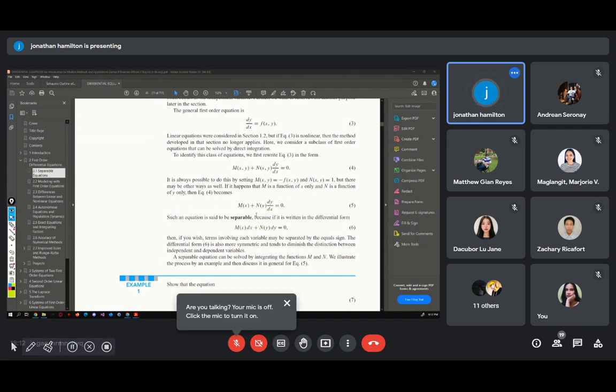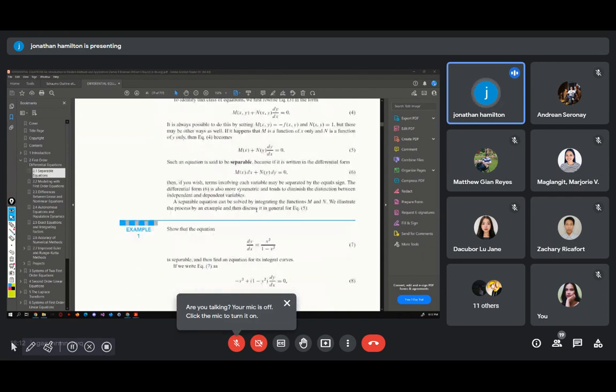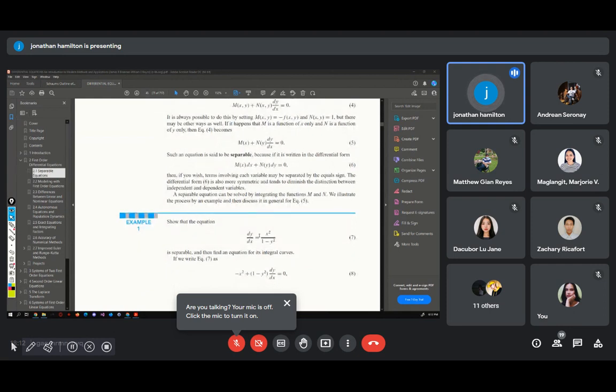So let's have an example real quick. Let's say, can you show that the equation dy over dx is equal to x squared over 1 minus y squared is separable, and then find an equation for its integral curves. So how can we tell if it's separable? Now, what we need to note is, to determine whether the equation is separable, its written form should be m of x dx plus n of y dy is equal to 0. So based off of this, how do we check if it's separable?